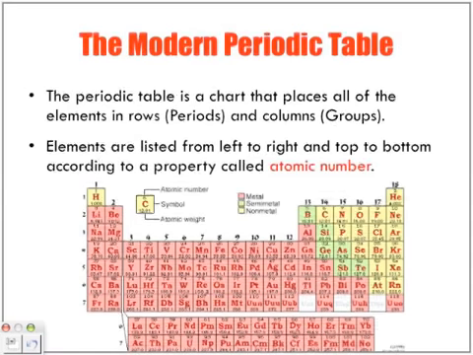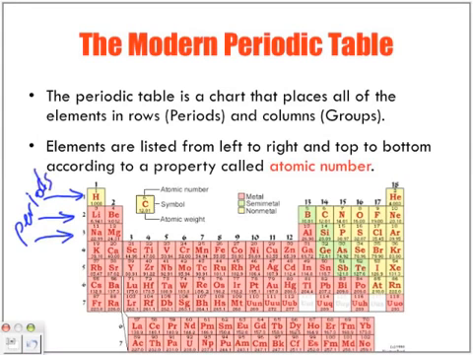So we have now the modern periodic table. This is the modern periodic table that we know of today. The periodic table is a chart that places all the elements in rows. The rows are called periods. So here's the first row, second row, third row. We're not going to call them rows. We're going to call them periods. That's very important to know.